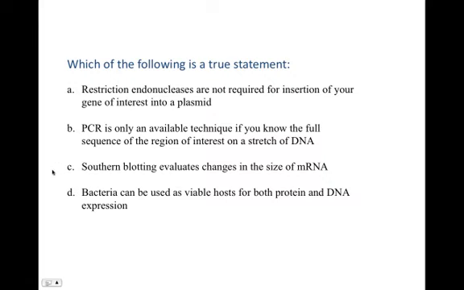Choice C. Again, this is a false statement. Southern blotting, remember, looks at large changes, insertions or deletions in DNA. It does not evaluate the size of messenger RNA. That leaves choice D, which is true. Bacteria, when transformed with the appropriate plasmid, can be used for expression of both a protein of interest and DNA.